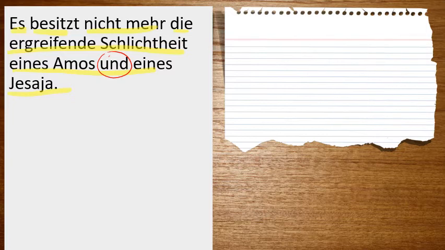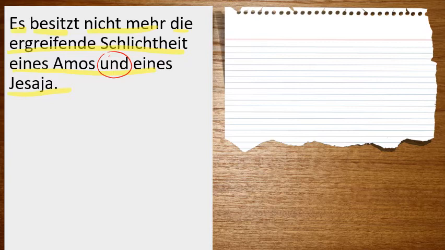But yes, so I would say or here, because that's how we would typically formulate this type of construction in English. We would say that it no longer possesses the gripping simplicity of an Amos or an Isaiah, because we're giving examples. And so there are other examples besides those two, and that's how we do it in English. What else can we say?